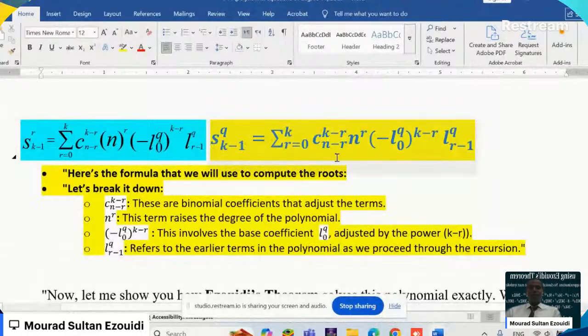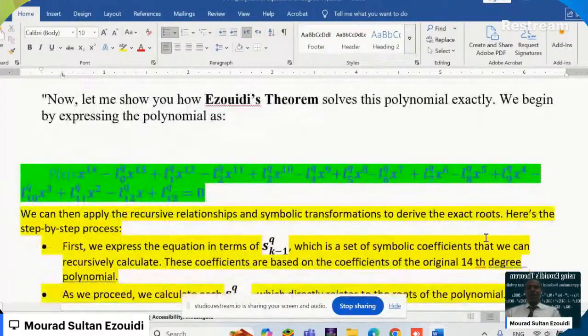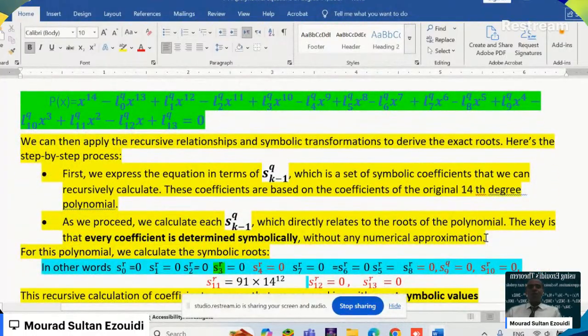Okay, so now let me show you how the Ezouidi theorem solves this polynomial exactly. We begin by expressing the polynomial as p of x equals... if you look at the standard form of a 14th degree polynomial equation, it has to be written as x raised to the power 14 minus l0 x^13 up to l13 of order q equals 0. We can then apply the recursive relation set and symbolic transformation to derive the exact roots. Here is the step-by-step process.